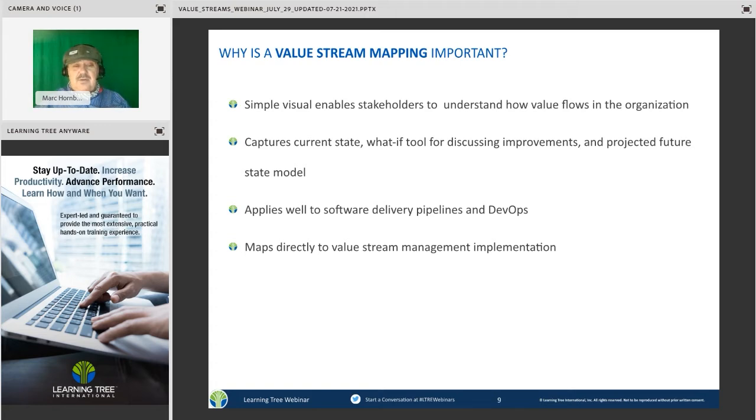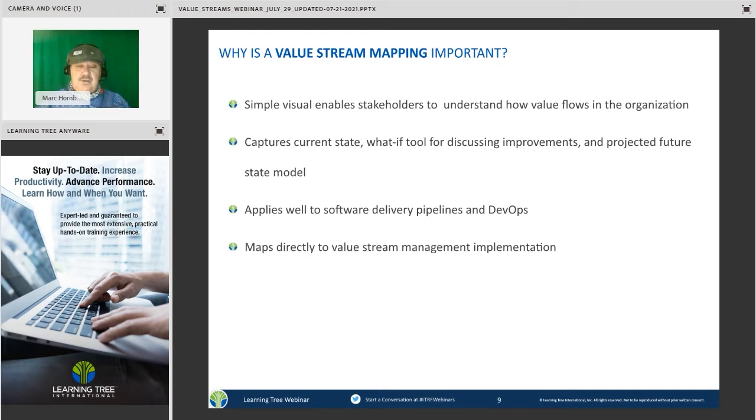What value stream mapping does is it gives you a very simple visual, so everybody that has activities or interests in the value stream can understand how flow works for that value stream in their organization. It captures your current state if you have a current state value stream map. It can also be used as a what-if tool to visually play with the diagram. Say, well, what if we were to shorten this part or that part, or introduce some tool here?